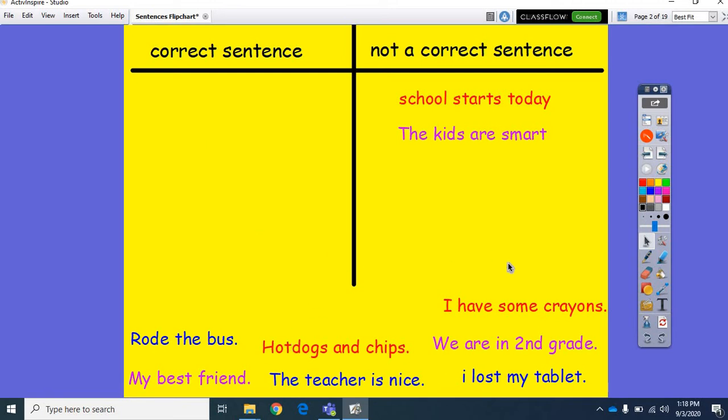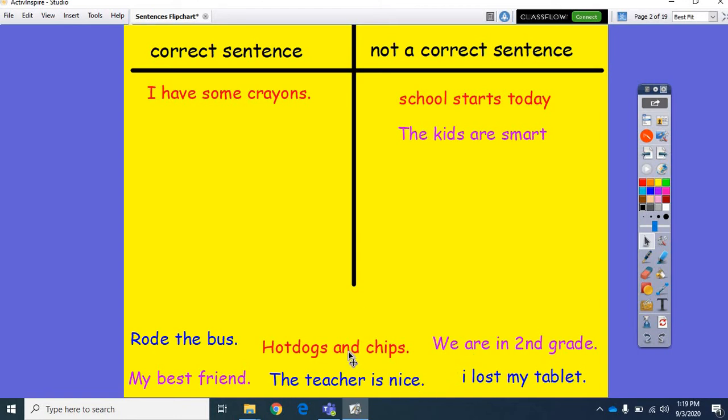Alright, so what about this one? I have some crayons. Where would we stick that? I have some crayons. Yeah, I think you're right. That's a correct sentence. It's the first one we found that's correct. It has a capital, it has an end mark, and it makes sense. I have some crayons. Awesome, we found our first good sentence.